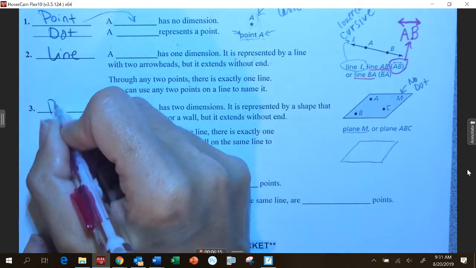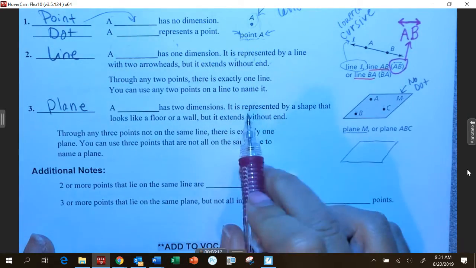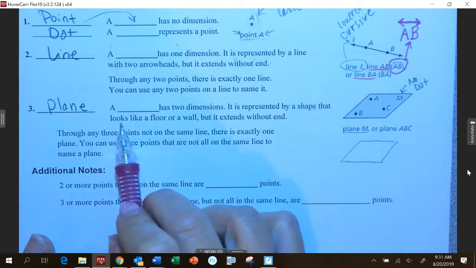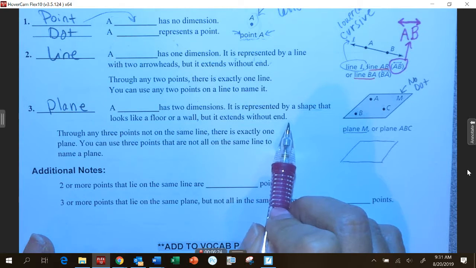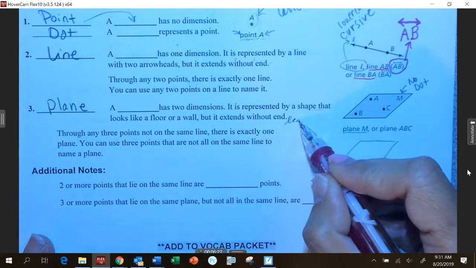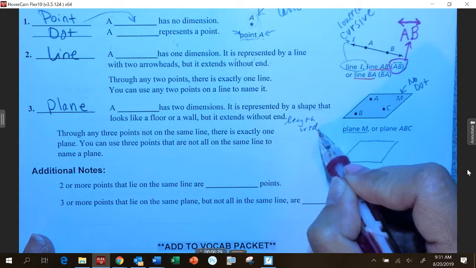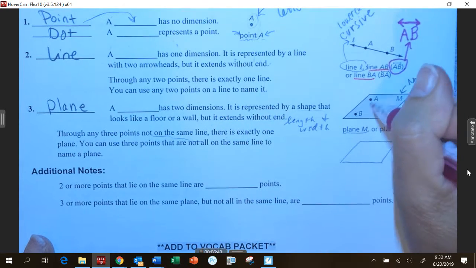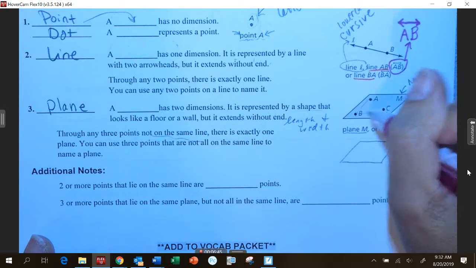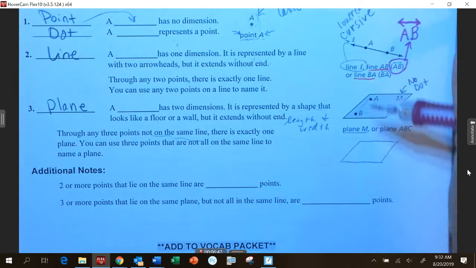A plane has 2 dimensions. It is represented by a shape that looks like a floor or a wall, but it extends without end, length and width. There's more about planes. Through any 3 points, not on the same line, there is exactly 1 plane. So if I have 3 points that are not on the same line, there is a plane that goes through those.